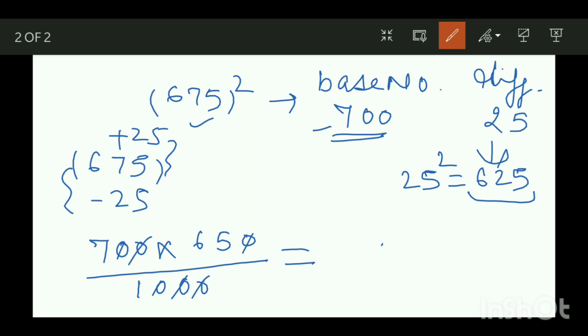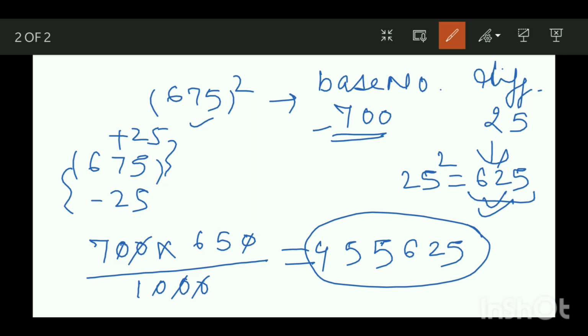So when we divide it by 1000, we will get 455. When we multiply 7 by 65, we will get 455, and we will write this digit as it is. So this is the square of 675. I hope it is very clear, and this is very simple too. You will be able to solve in seconds. Only need practice.